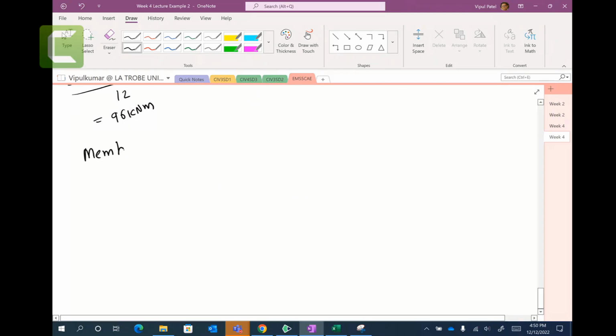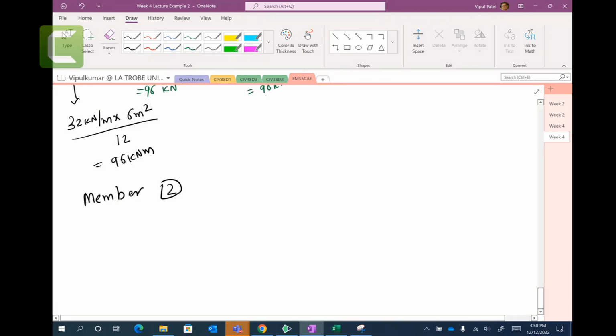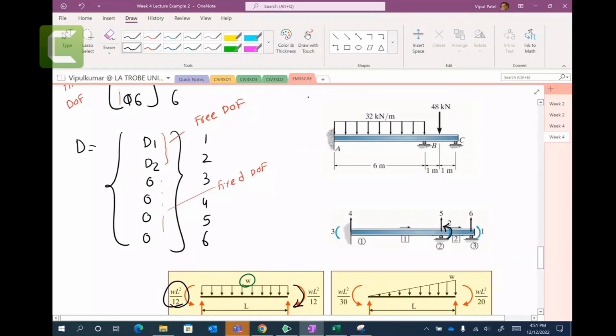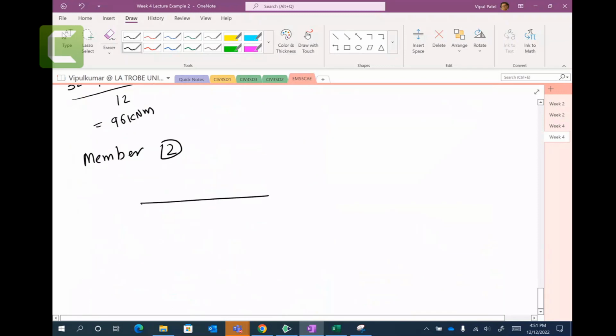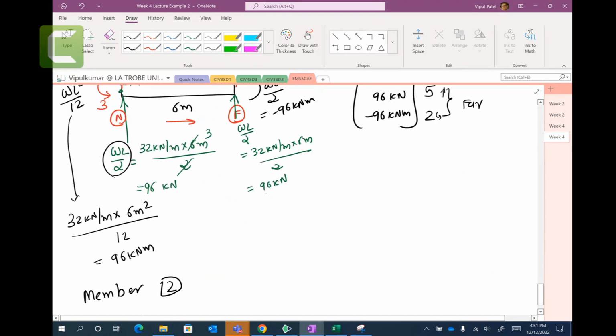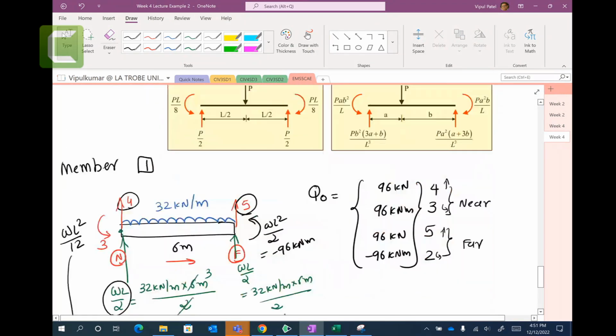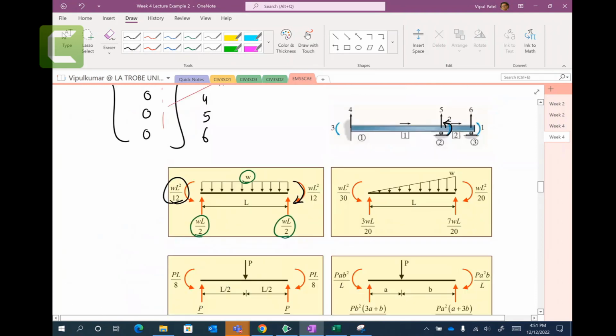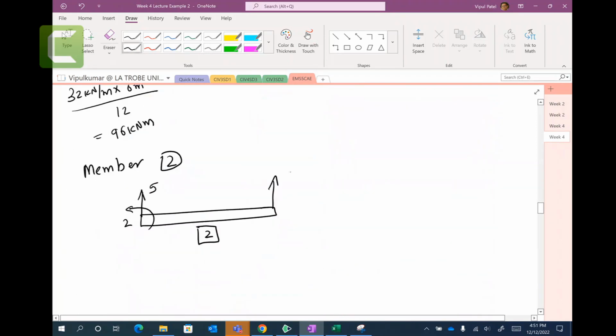For member number 2, same procedures. We can get this member number 2 here, B and C, 1 meter. So let me draw it up for you. This is member number 2, going 5 and 2. So there are 5 and 2. And here you got 6 and 1. This is the near node, this is the far node.